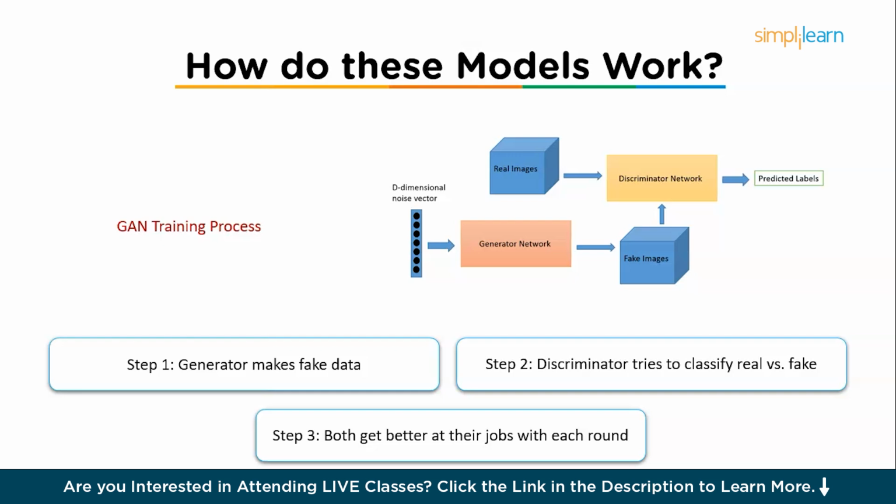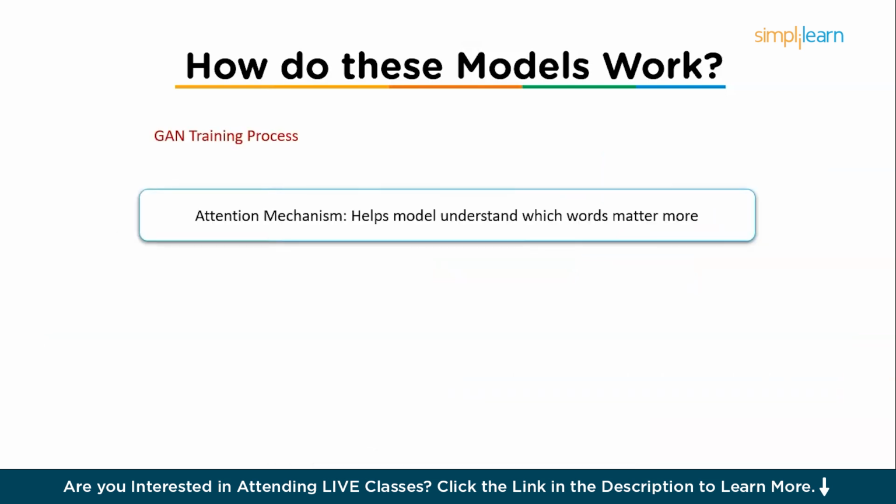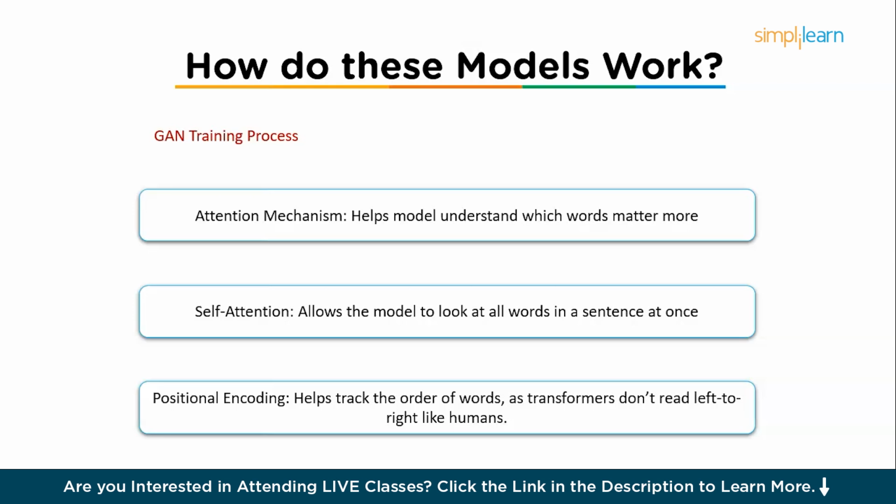So the transformers under the hood use the attention mechanism. So it helps the model understand which words matter more. Then we have self-attention, that allows the model to look at all the words in a sentence at once. And then we have positional encoding, and it helps track the order of the words as transformers don't read left to right like humans. So this is why models like GPT-4 can summarize, translate and generate text so well.